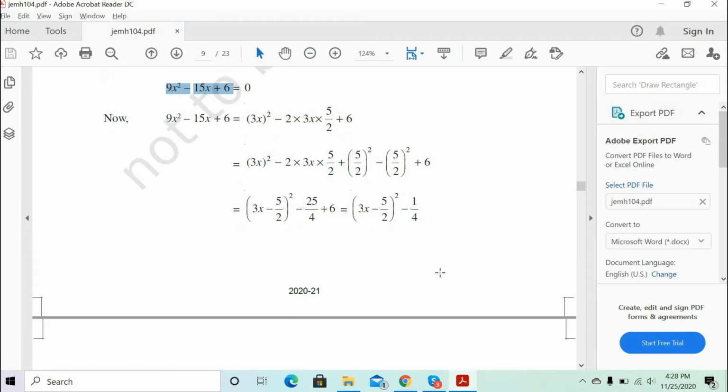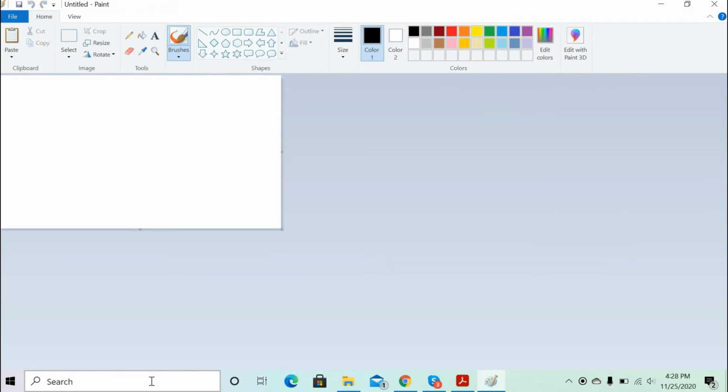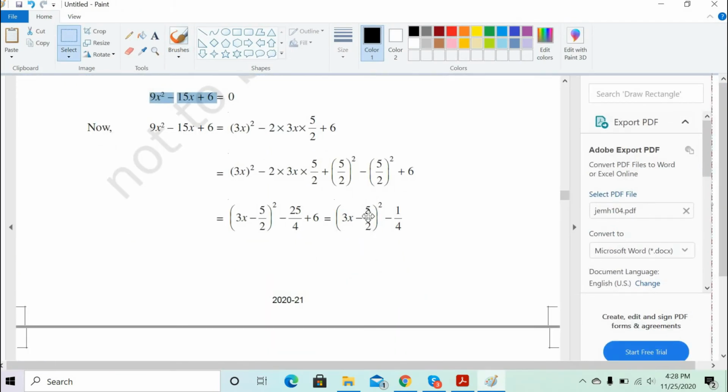So we got the equation 3x minus 5 by 2 whole square minus 1 by 4. What I'll do is go into Paint and write it here. Now look at this term, 3x minus 5 by 2, whole square, minus 1 by 4. Basically for any value of x you give, the squared term will always be a positive number. So what we need to do is equate this term to 0. If we equate this term to 0, we get only this term, so this is the only term we'll get as the y term.